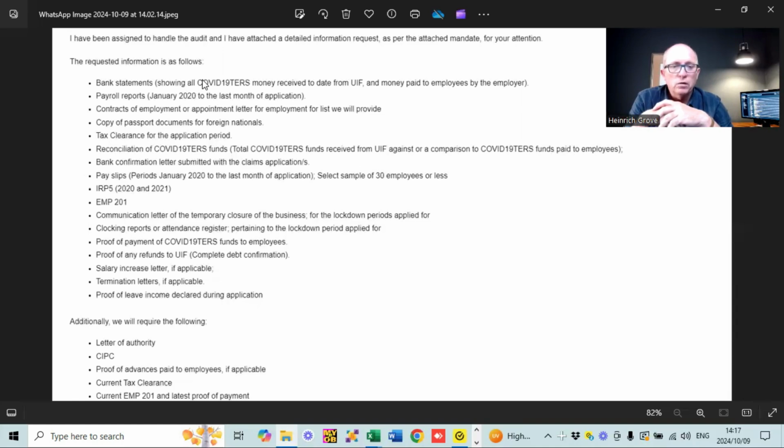Proof of payment for COVID funds to employees. You should still have those proofs of payment. Proof of any refunds. I do remember that there are some people that you paid refunds back to. Salary increase letters if applicable. Termination letters if applicable. Proof of leave income during the application periods. And then they say additional stuff: the letter of authority, subsidy documents, proof of advances paid to employees if applicable, tax clearance, current one, and current EMP201.